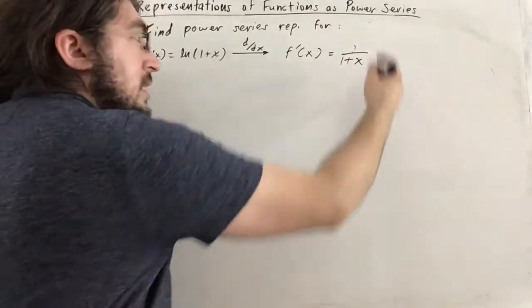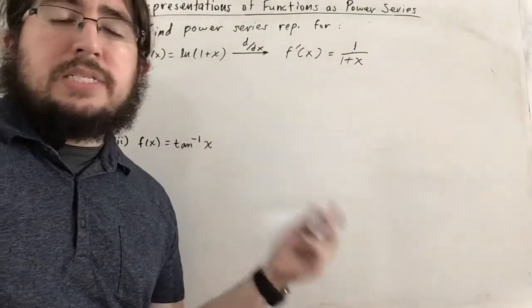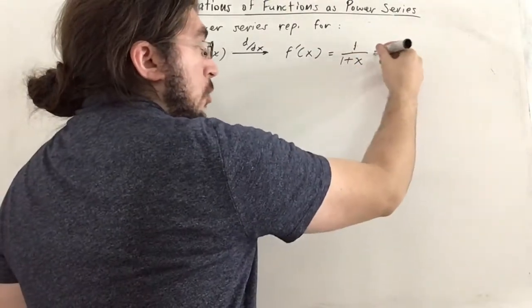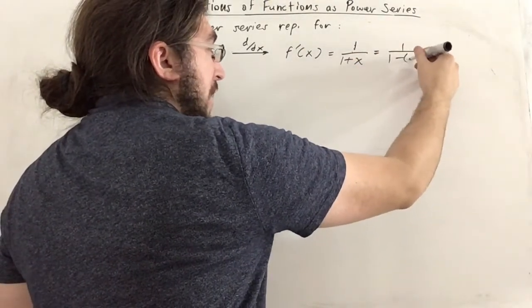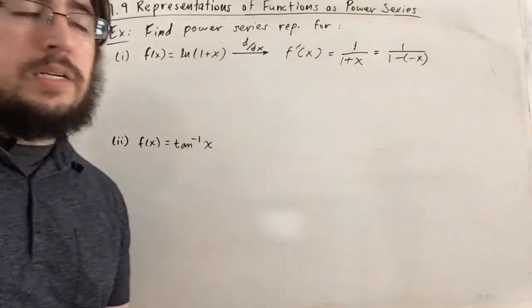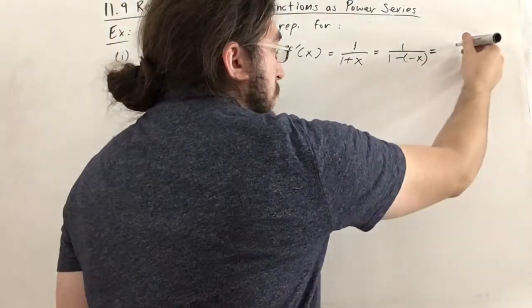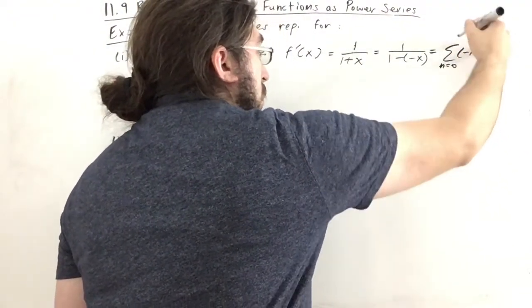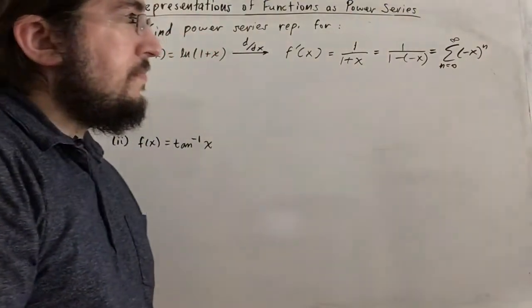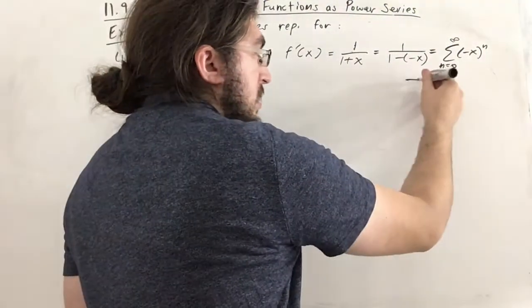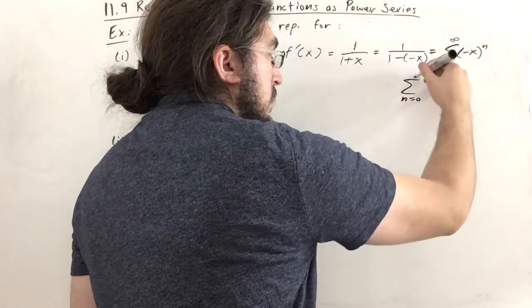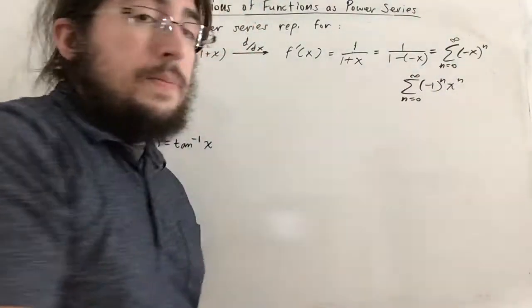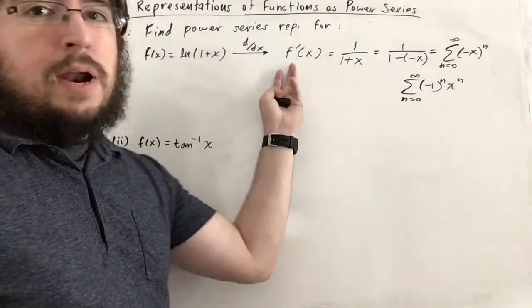And the reason why we're doing this is because we're trying to aim for a power series representation. And this is a good one, because notice this is 1 over 1 minus -x, which we've kind of seen. In fact, this has the power series representation the sum of (-x) to the n from n equals 0 to infinity. And notice this is just the same as the sum from n equals 0 to infinity of (-1) to the n, x to the n, if you split it up. So that's fantastic. But that's f prime, that's not f.